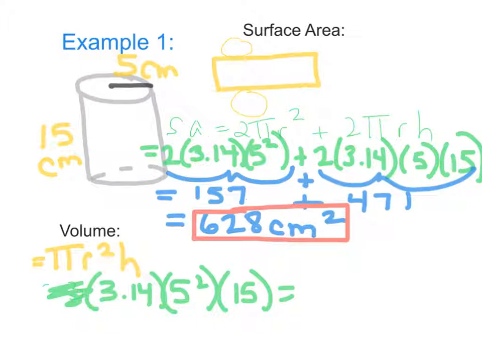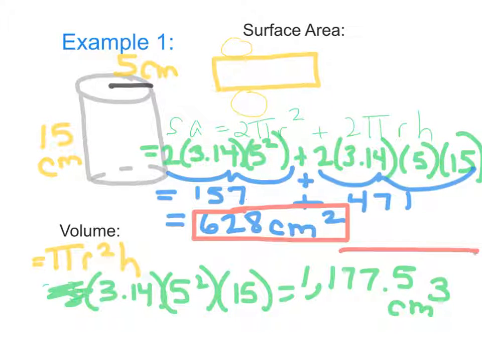So with the volume, I just have this string of factors to multiply together. When I multiply those all together, I got 1,177.5 cubic centimeters. So that means my unit of measurement is going to have that little exponent of 3. Okay, and that is it.